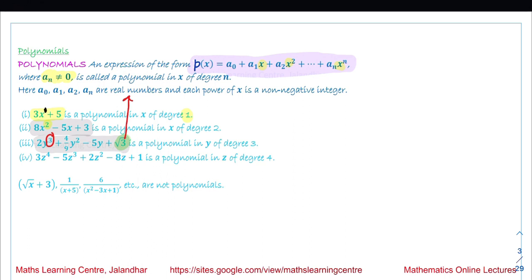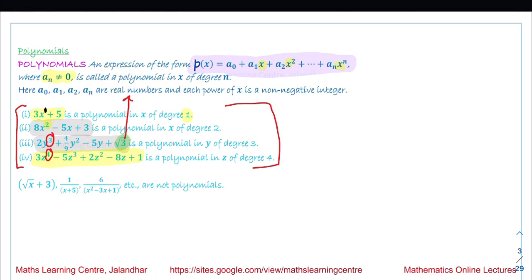Similarly, the next polynomial given to us is 3z⁴ − 5z³ + 2z² − 8z + 1. This is a polynomial of degree 4. So these are some examples of polynomials.